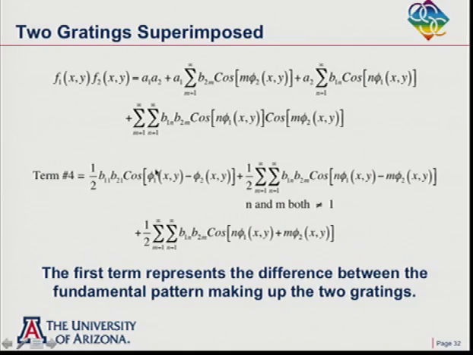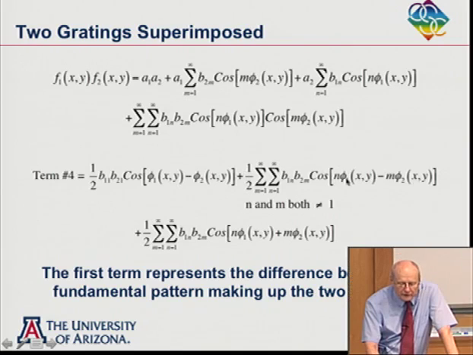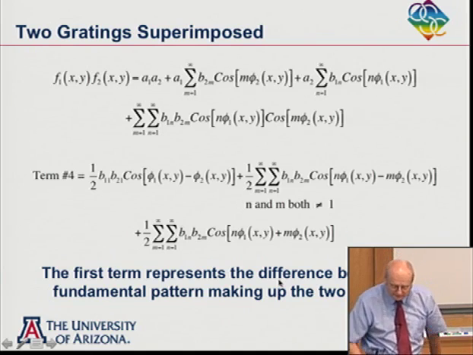But this first line then is just giving us the difference between the two gratings. And I'm splitting this into two parts. I have this summation over everything, and I'm taking out of that the terms when both n and m are equal to 1. So I have phi 1 minus phi 2, and this is where they're not equal to 1. So the first term is giving me the difference between the fundamental pattern making up the two gratings. So that's kind of interesting.